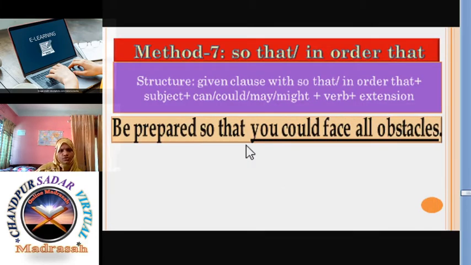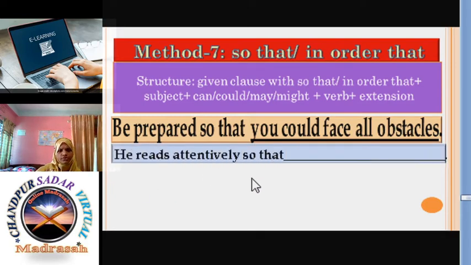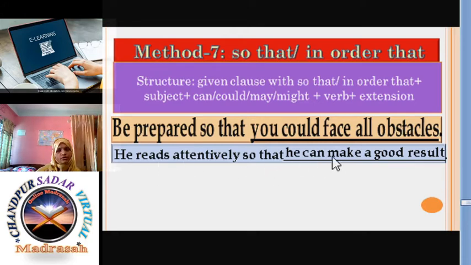Method 7, so that or in order that. Given example structure: so that or in order that, then again subject, can or could or may or might, verb, extension. Be prepared so that you could face all obstacles. So here prepared first, so could. Or he reads attentively so that he can make a good result. Reads, verb 1, can. That means if verb 1, you have to use can, or if verb 2, you have to use could.